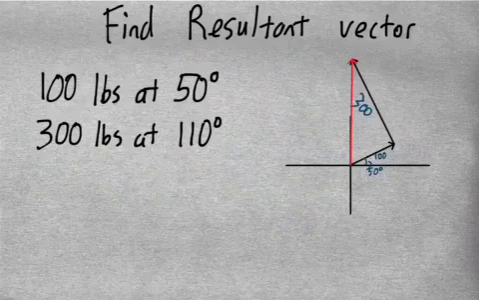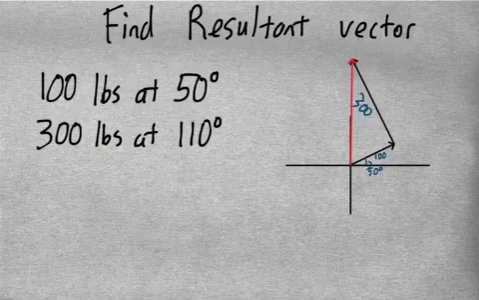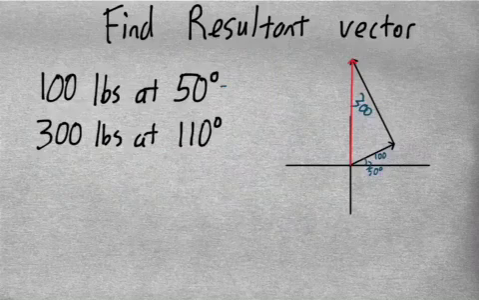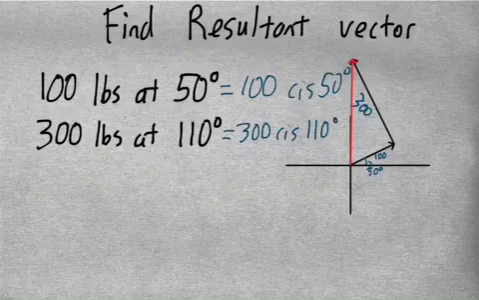I can go back into the a plus bi form first and get the x coordinates. If I add the two x's together, that will give me the total x for the red. If I add the two y's together, that'll give me the total component for the y. So that's exactly what I'm going to do. And just like with polars, to get x, y's, I'm going to use r cosine theta and r sine theta. So we've got 100 pounds at 50, which we can represent as 100 cis 50, and the second one will be 300 cis 110.